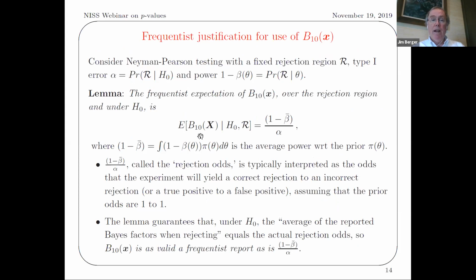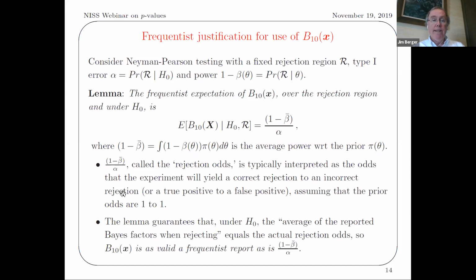And here's an interesting little lemma. It says that if you take the expectation of the Bayes factor under the null hypothesis over the rejection region, so you're averaging the Bayes factor over the rejection region, you get 1 minus beta bar over alpha, where 1 minus beta bar is the average power of the test with respect to some prior or weight function pi of theta, and alpha is the type 1 error.